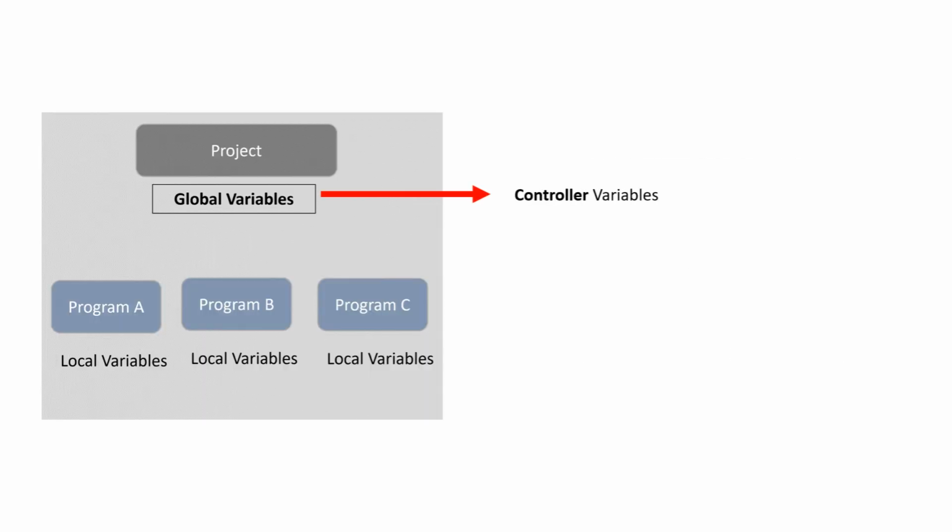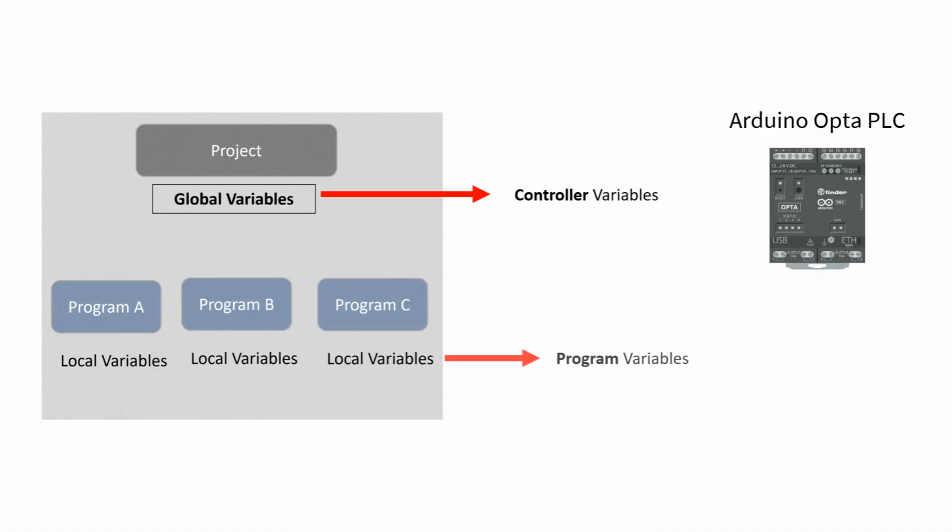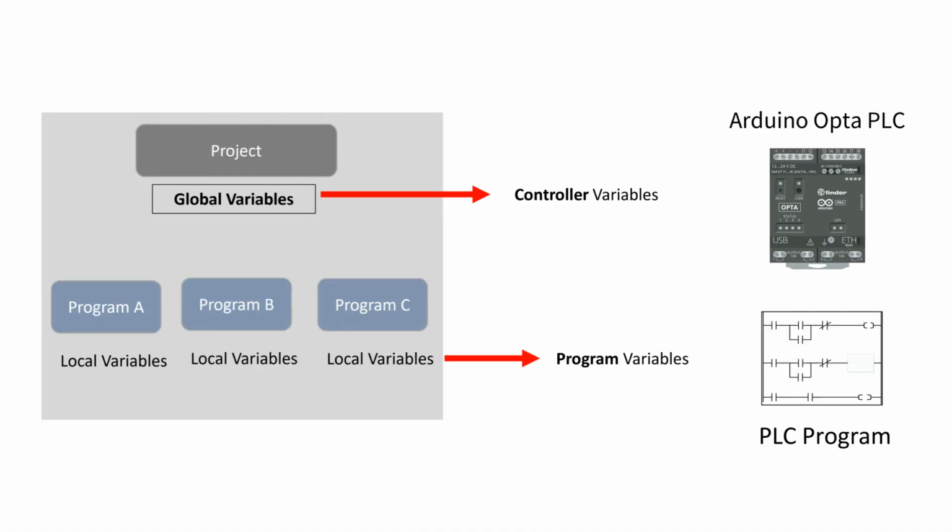Global variables are sometimes also called controller variables because they are linked to the controller, the physical device, and hence the name. Local variables are sometimes called program variables because they are linked to their program used within the project. A project can have a couple of programs.